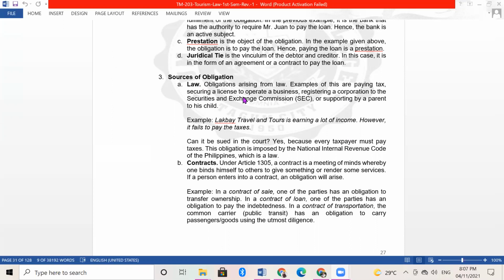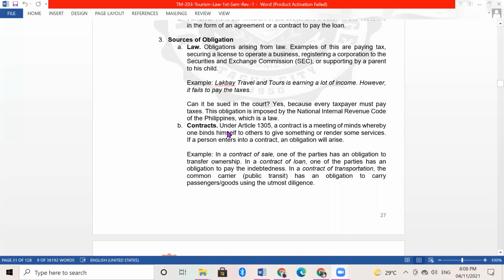So for example, Lakbay Travel and Tours is earning a lot of income. However, it fails to pay taxes. Can it be sued in court? Yes, because every taxpayer must pay taxes. This obligation is imposed by the National Internal Revenue Code of the Philippines, which is the law. Like ABS-CBN, it was stopped because they failed to fulfill their obligation, which is their tax. So second is the contracts.